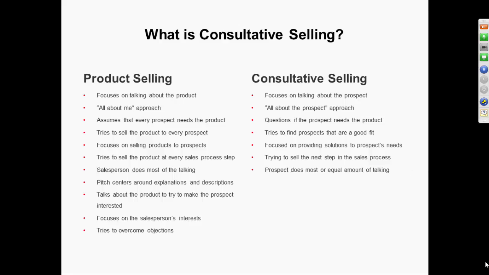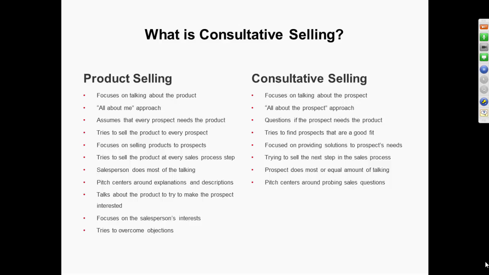With product selling, the salesperson does most of the talking. With consultative selling, the prospect does most of the talking, or they do an equal amount of talking. So the way that ends up happening is you're asking a lot of questions, and that's when you're making things all about the prospect and you're focusing the conversation on them. The way you do that is by asking questions, and the way that you learn if the prospect needs what you have to offer is by asking good questions, and that's how the prospect ends up doing most or an equal amount of talking. The product selling pitch centers around explanations and descriptions.